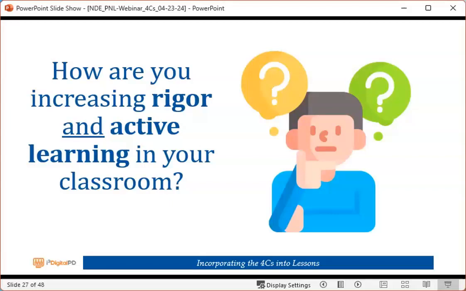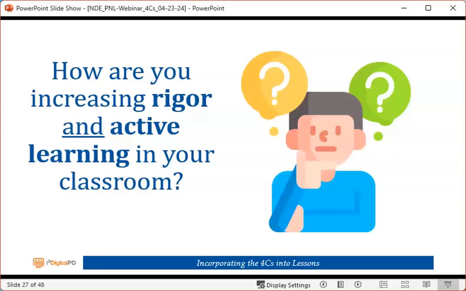And this goes right back to our first breakout, right? Thinking about how are we doing this? We've got to get the kids to a deeper rigor. It's not just communicating. It's not just collaborating. It's deeper rigor and that active learning in our classrooms. So think through that and think about how you can do that.